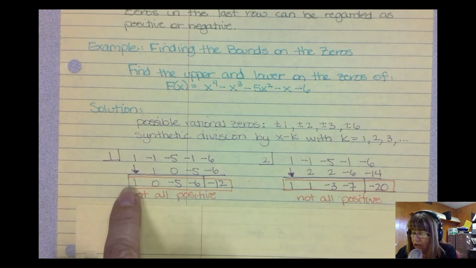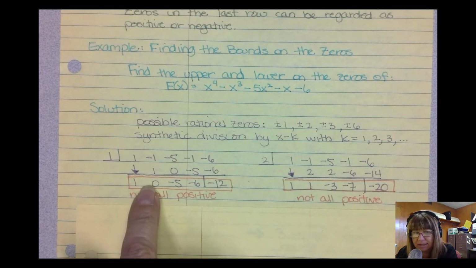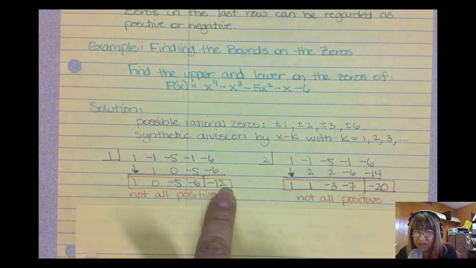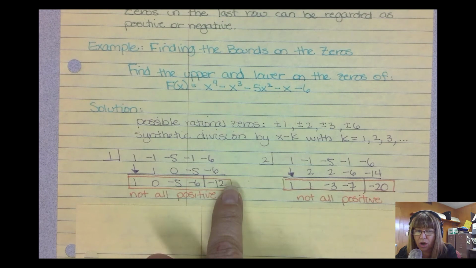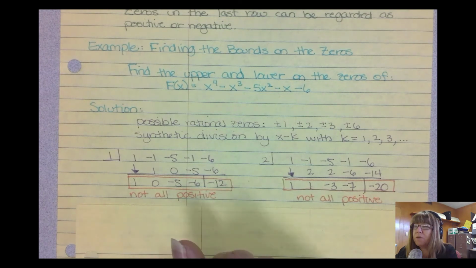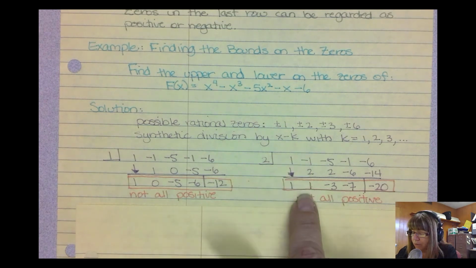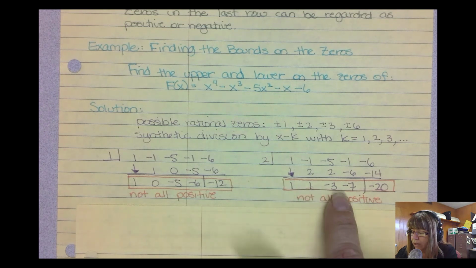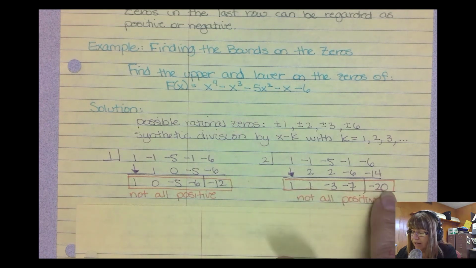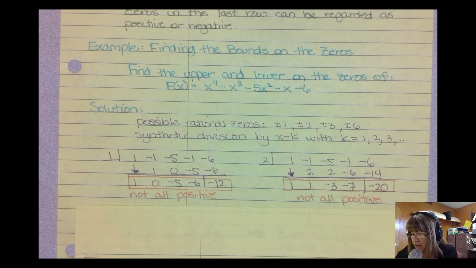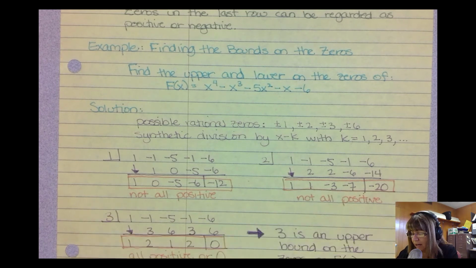We get in our last row 1, 0, -5, -6, -12. These are not all positive, nor are... oh my gosh, they're not all positive. We'll just stick with that. When we look at 2, we get 1, 1, -3, -7, -20. They're not all positive either. So I'm going to try 3 next.